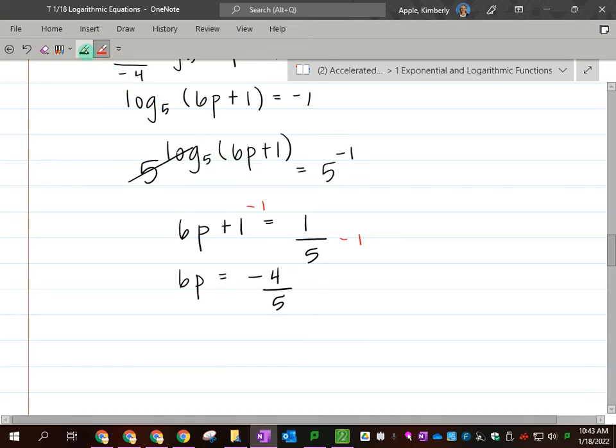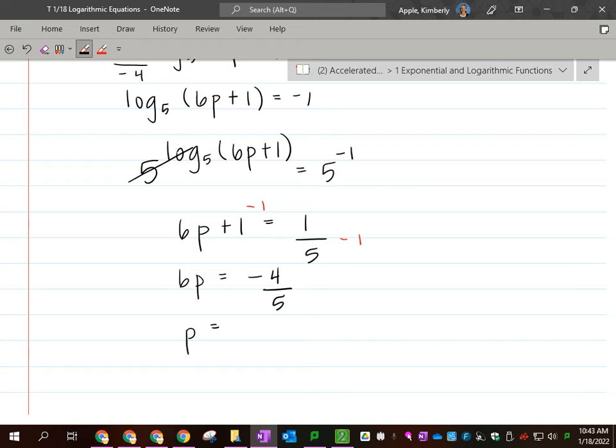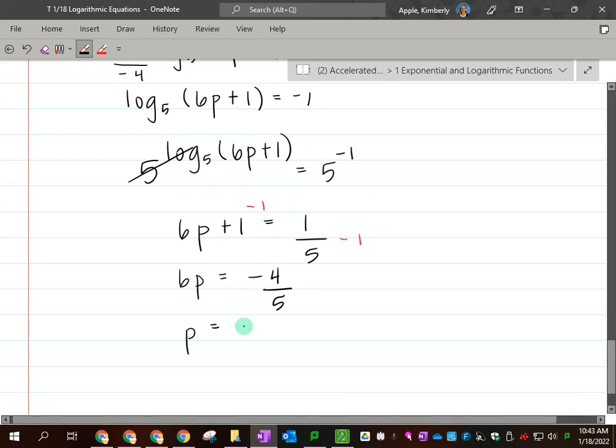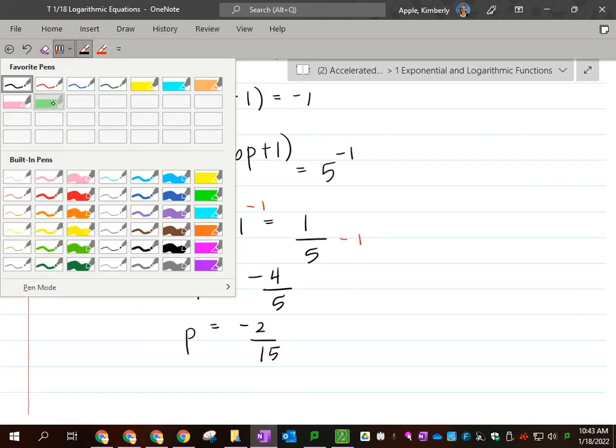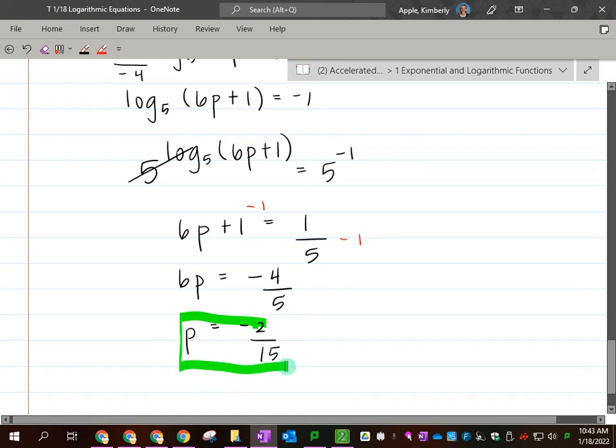And then we'll divide by 6. And it's going to be some nasty number. I don't remember what it is. Negative 4 over 5 divided by 6. Negative 2 over 15. Yeah, it's gross. All right. I think this is good. I don't know. We got to go look. I think this is good.